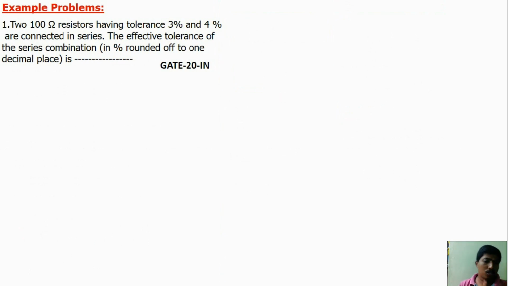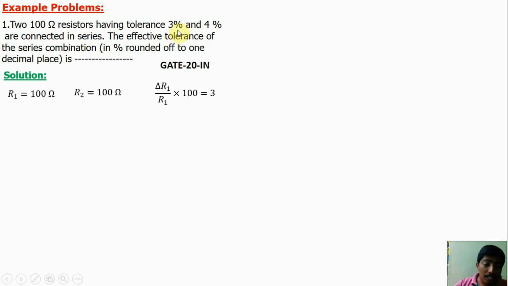The first question was asked in the GATE 2020 instrumentation exam. Two resistors having tolerance errors of 3% and 4% are connected in series. Then what is the value of effective tolerance? In this series combination, the R1 value is given as 100 ohm, and the R2 value is given as 100 ohm. Remember that the percentage is given.